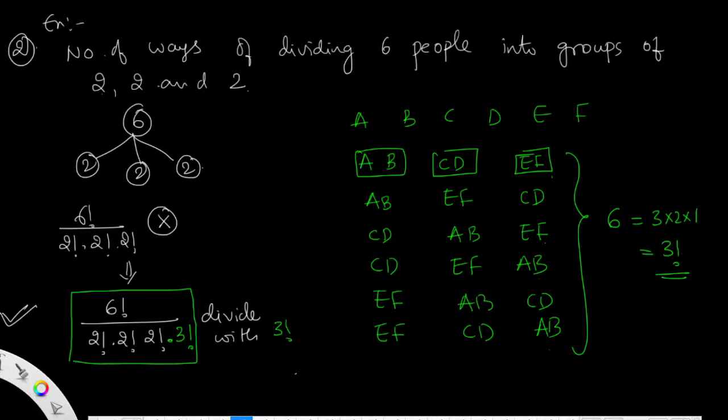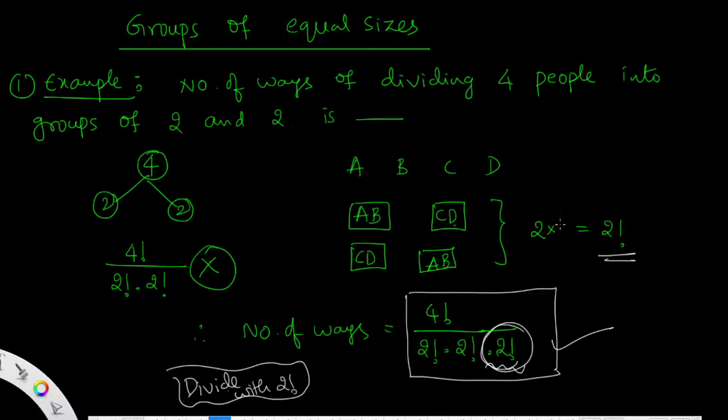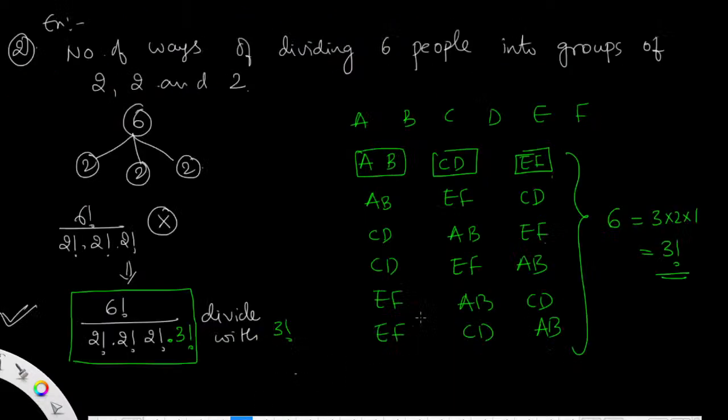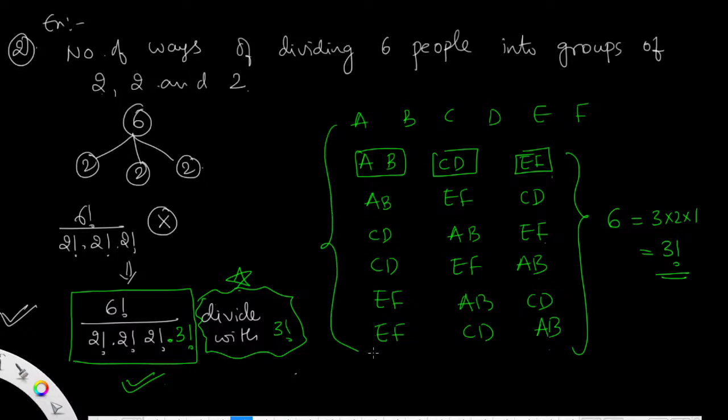If the size of a group is 2, then you get 2 factorial ways, 2 into 1. Here the number of groups is 3, so we write 3 factorial. That is why we divide by 3 factorial when dividing 6 people into groups of 2, 2 and 2. Then the value becomes the correct answer. Before that, this factorial is for groups of unequal size, but for equal group sizes we divide by 3 factorial. Why? Because of the number of ways of arranging the groups when dividing 6 people. Okay. Now we can generalize the formula.